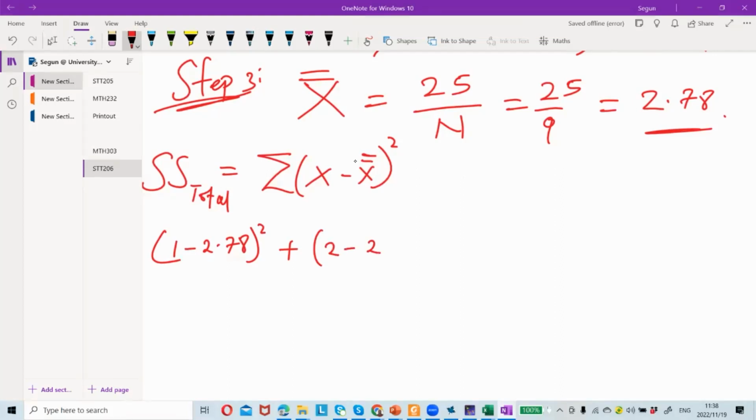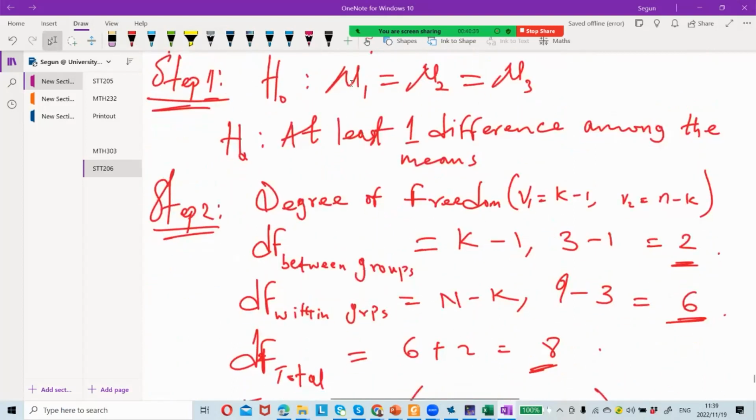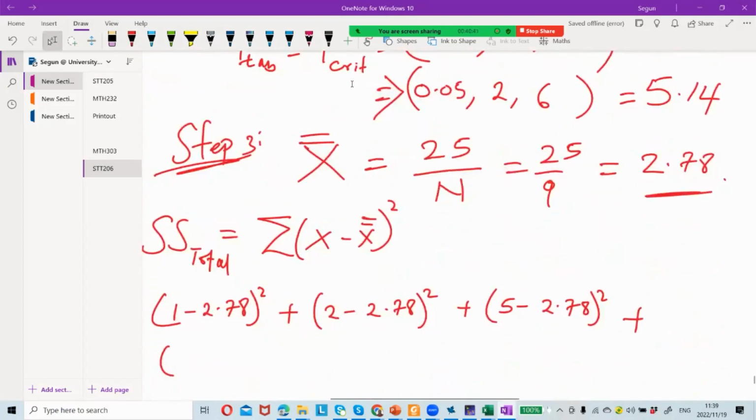Bracket, point 7, 8. So I need the answer for the first one. The second group, you do the second group like that.